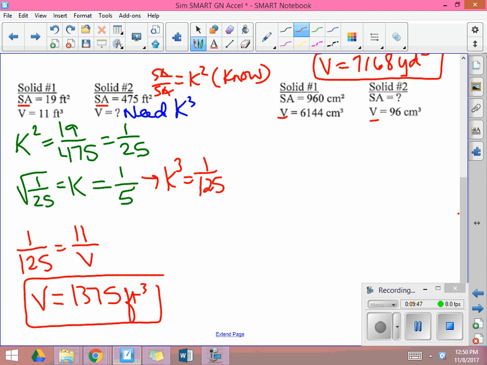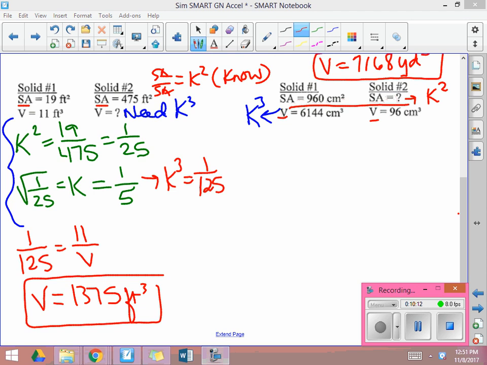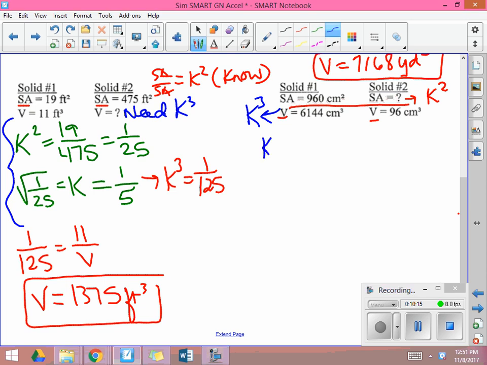So the hard part is up in here and figuring out what do you know, what do you need, and how do I change what I know into what I need. So here I give you two volumes, which means you know k cubed. But I want surface area, so I need k squared. So let's set up a proportion of k cubed. So I know k cubed is equal to 6144 over 96. Two volumes compared gives me k cubed. Reduce that fraction. That reduces to 64 over 1.